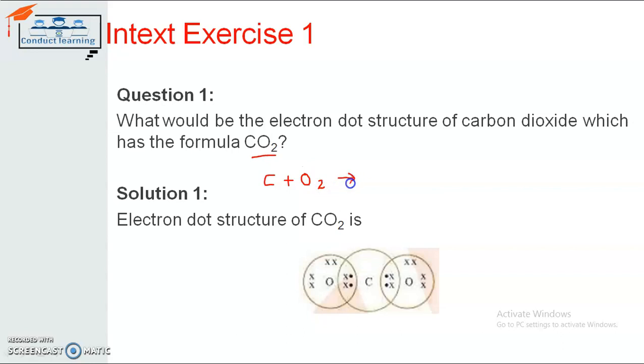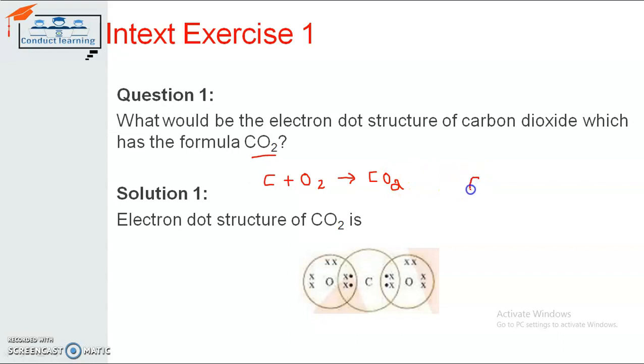That's why the chemical formula for carbon dioxide is CO2. Accordingly, now we have to find out the atomic numbers of carbon and oxygen to give its electron dot structure. First of all, carbon has atomic number 6.